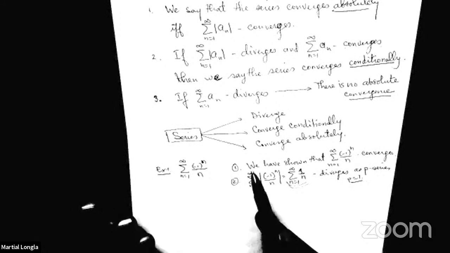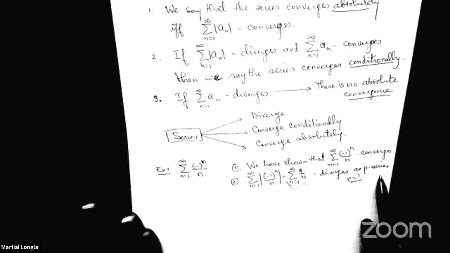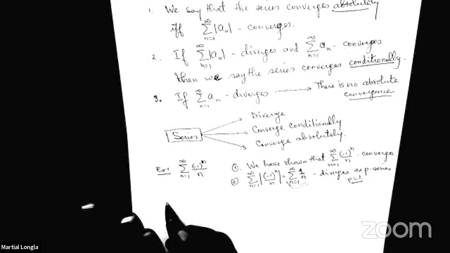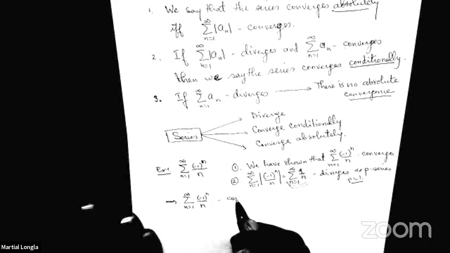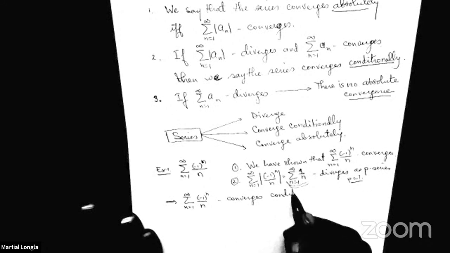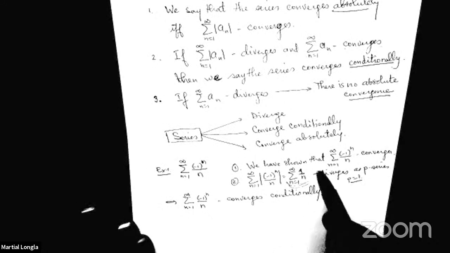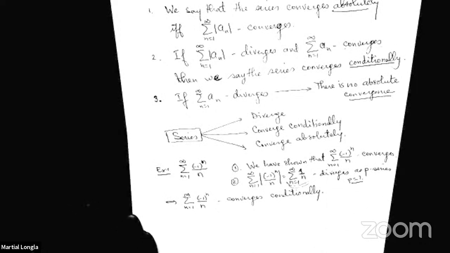So because it converges, but the sum of absolute values diverges, that's case number 2. So we say that this sum, n from 1 to infinity of (-1)^n over n, converges conditionally. Conditionally because it converges, but the sum of absolute values diverges.